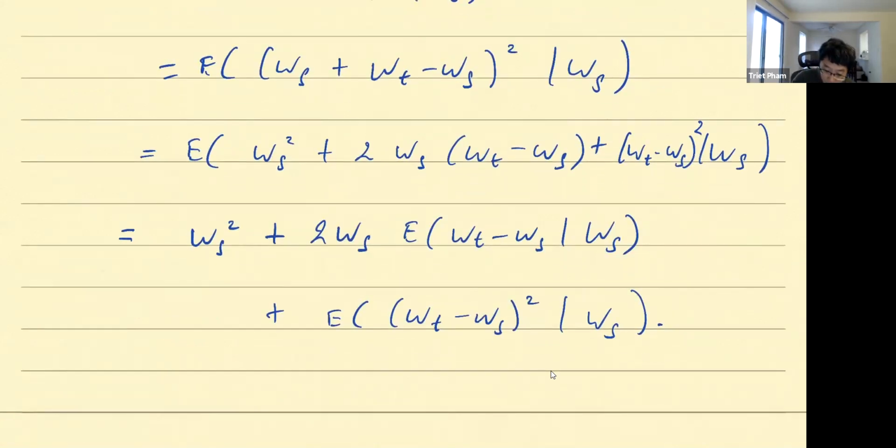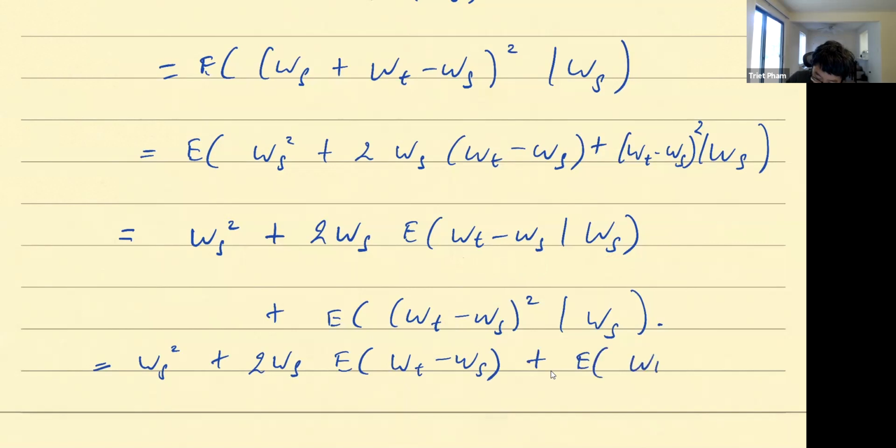Anyway, to continue, you then use the independence of the future increment and the present value, allowing you to not use conditioning, because this and this are independent. So conditioning or not doesn't really matter. Conditioning or not is exactly the same. So that becomes that.